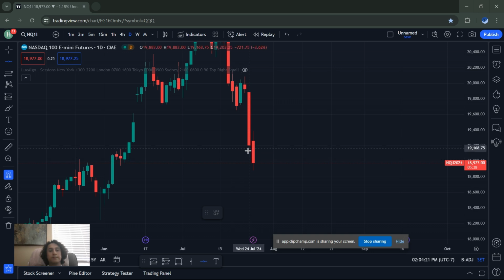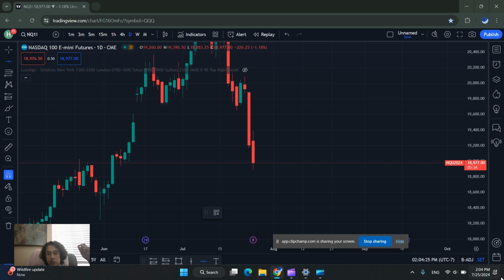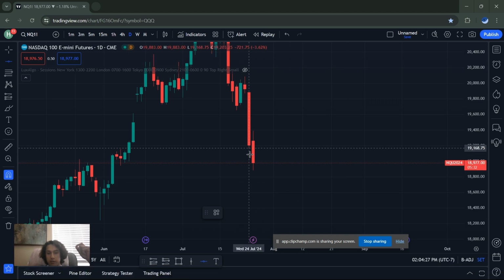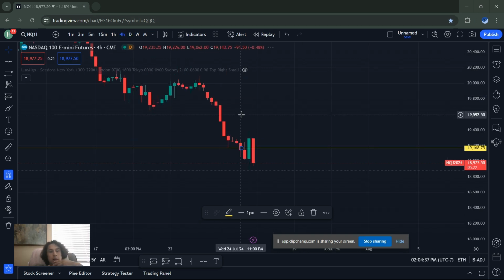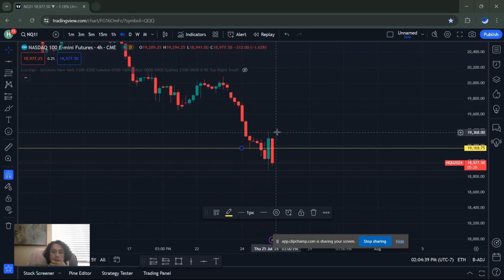So on the daily, what do we do? Previous days. Today's Thursday, I'm pretty sure. So we mark previous day's low on Wednesday, and if it was close to high, we will mark high. We mark the low. Let's go to the 4 hour. Nothing on the 4 hour.